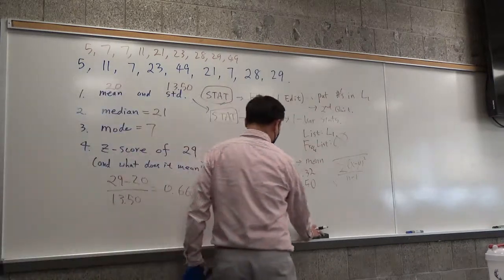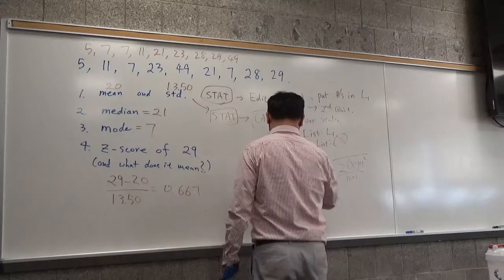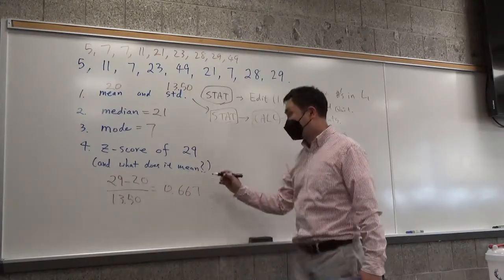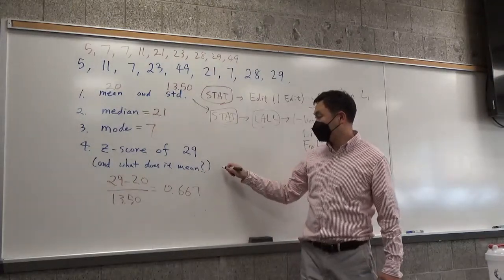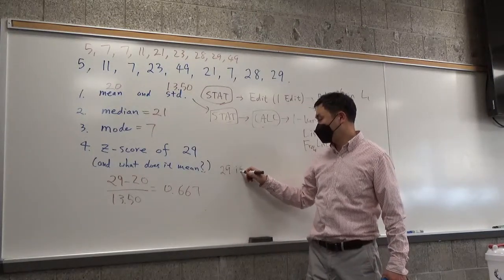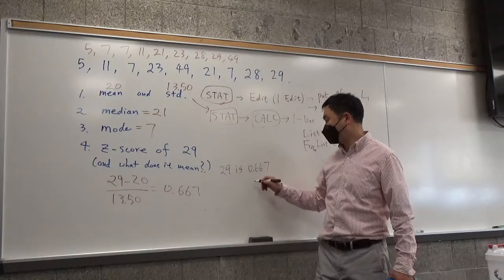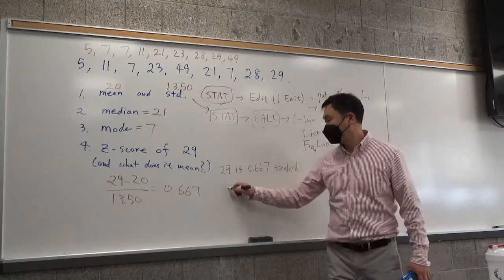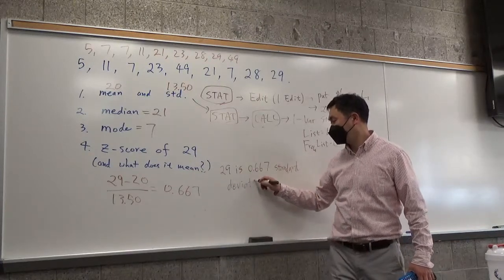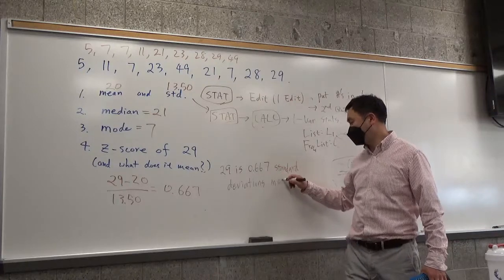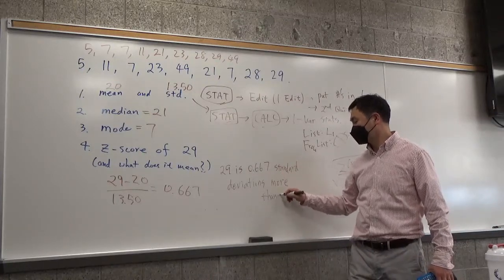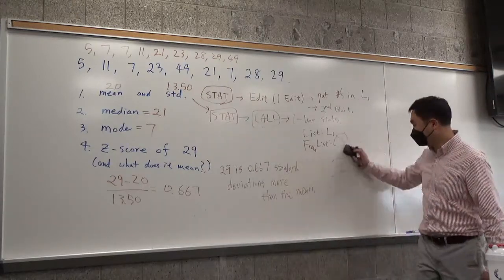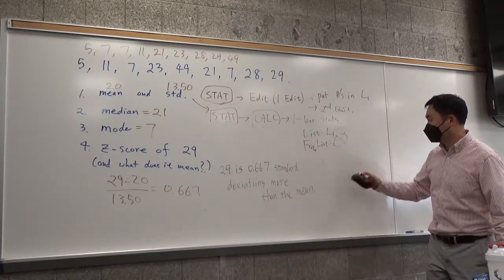You said it means 29 is 0.67 standard deviations away from the mean. Yes. Or more than the mean. Let's state it so you can write it down. Okay. So what does it mean? It means that 29 is 0.667 standard deviations more than the mean value, which is 20. Okay.